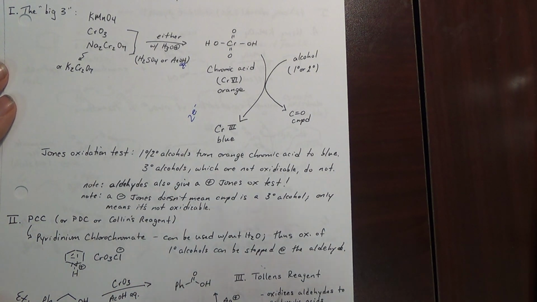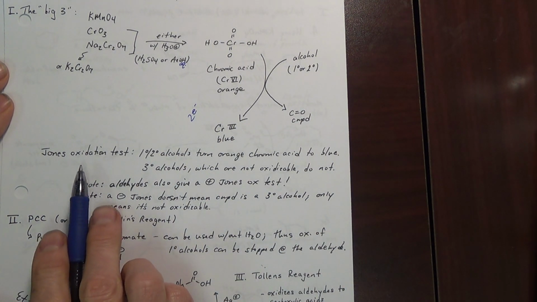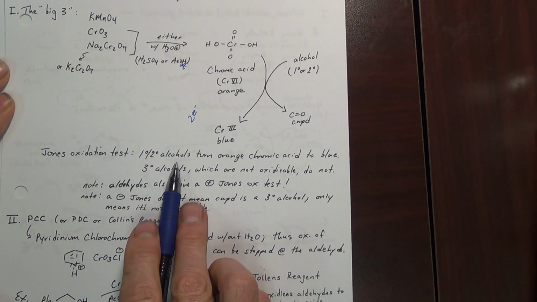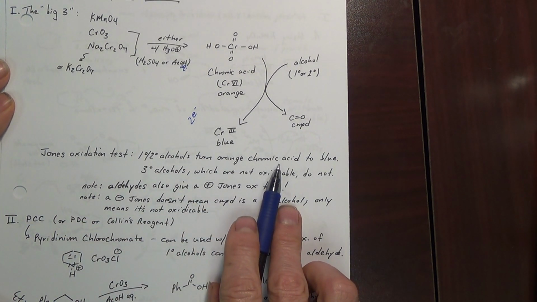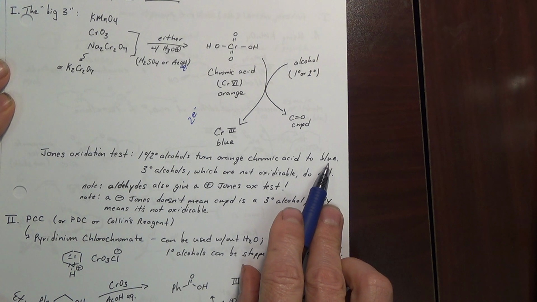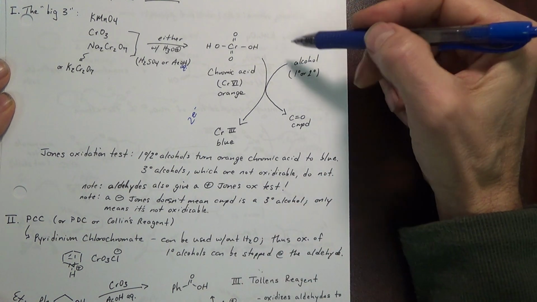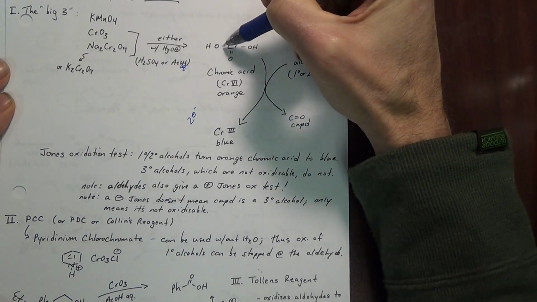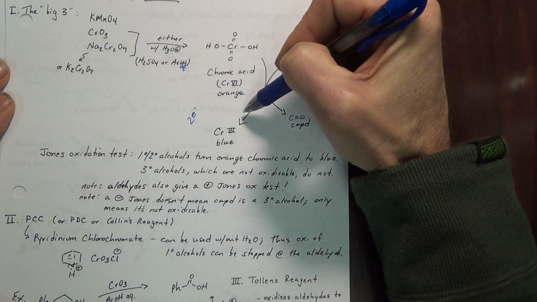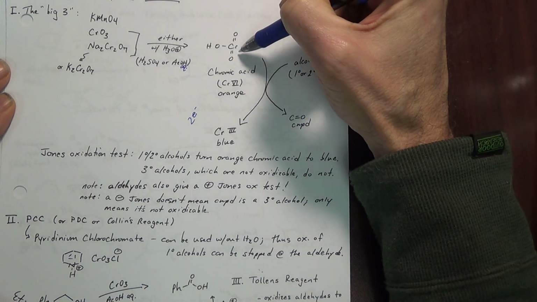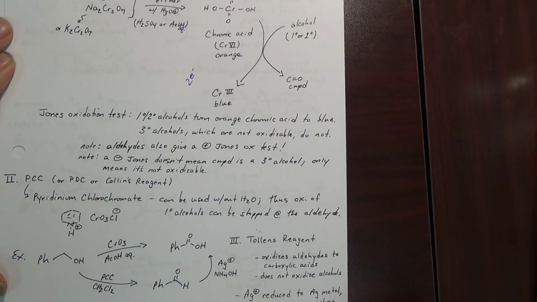Now this is an oxidation test known as the Jones oxidation test. Primary and secondary alcohols will turn chromic acid, which is orange, to blue. You can actually call the alcohol a reducing agent, while we call the chromic acid an oxidizing agent. It oxidizes the alcohol and reduces the chromium. Okay?